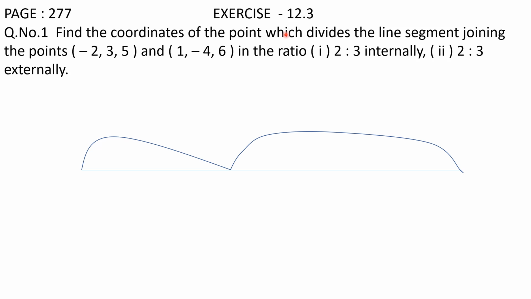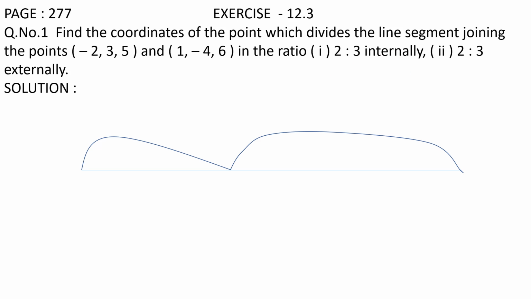Okay, my children, understood this point? We have to find the coordinates of the point which divides the line segment joining these 2 points in the ratio 2 is to 3 internally as well as 2 is to 3 externally. There are 2 parts. This is the first part and this is the second part of this question. Okay, my children, understood this question? Right.